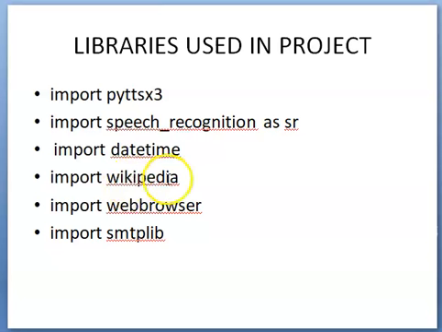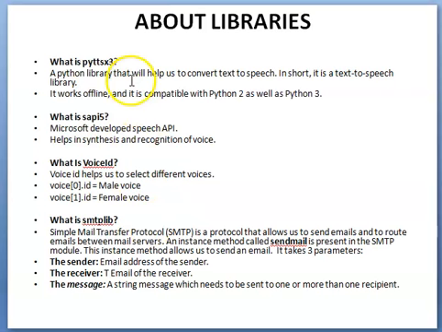Then we have a Wikipedia library which can help us in parsing Wikipedia, processing the text and reading out the Wikipedia pages. Then we have a web browser package which will help us in opening certain pages in a web browser. And then we have the SMTP library which will help us in sending an email to some user that we want.